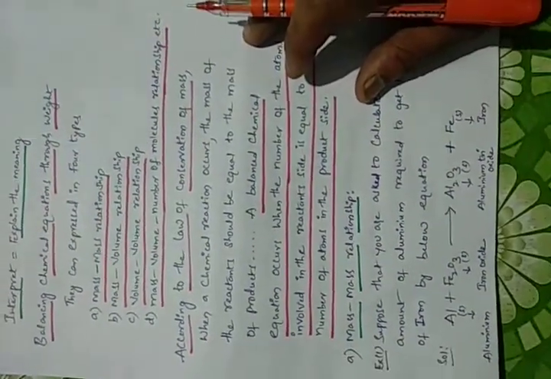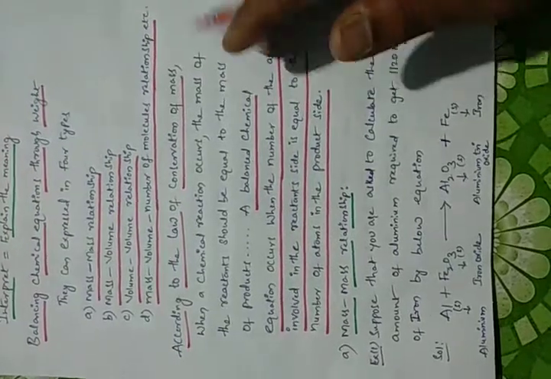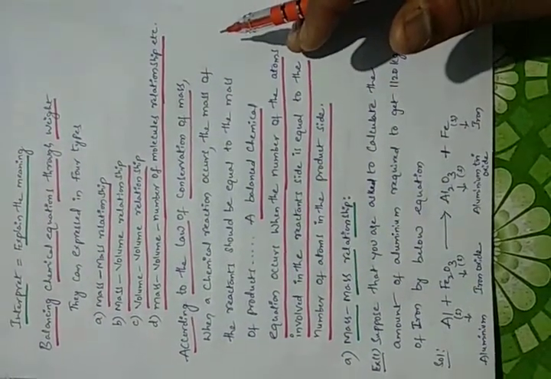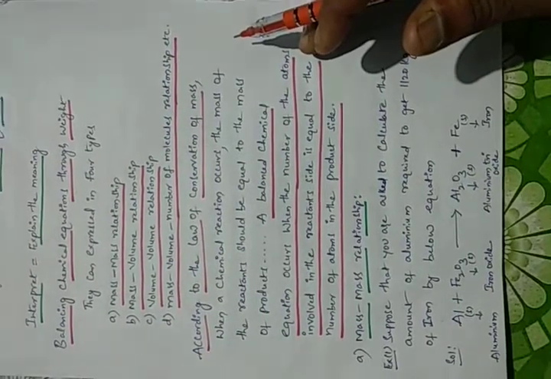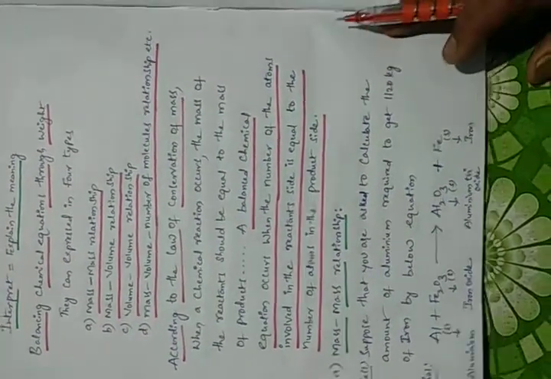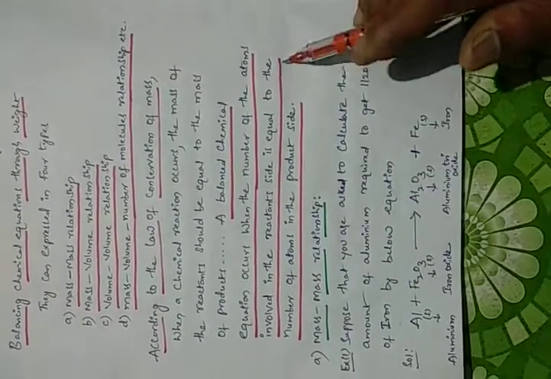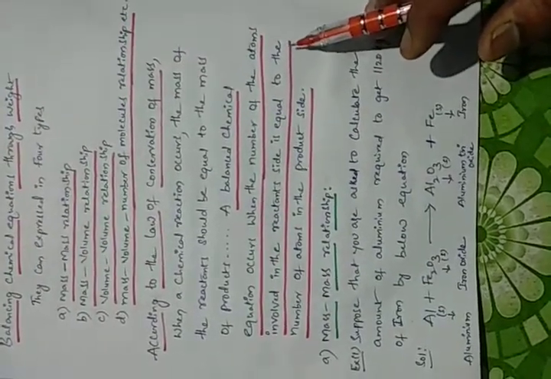According to the law of conservation of mass, when a chemical reaction occurs, the mass of the reactants should be equal to the mass of the products. A balanced chemical equation occurs when the number of atoms on the reactant side is equal to the number of atoms on the product side.